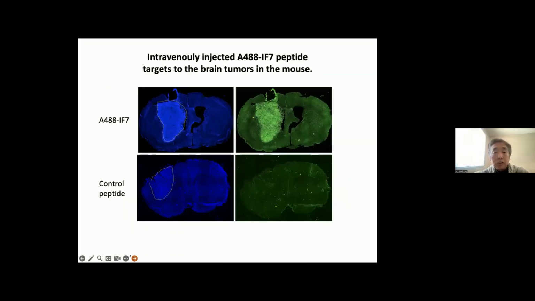And we are interested in brain tumors, as the brain is difficult to treat with chemotherapeutics. So we made a brain tumor with mouse B16 cells. Then the brain tumor bearing mouse was injected through the tail vein with IF7 peptide. And as you see in the slide, IF7 was targeted to the brain tumor. Control peptide did not show that kind of targeting activity.